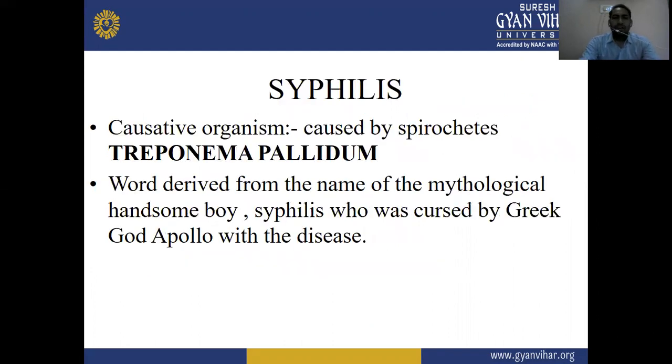Next, first of all, let us discuss syphilis. What is syphilis? The causative organism of syphilis is the spirochete Treponema pallidum. What are spirochetes? Spirochetes are a group of spiral-shaped bacteria, some of which are serious human pathogens causing diseases such as syphilis, Lyme disease, and relapsing fever.